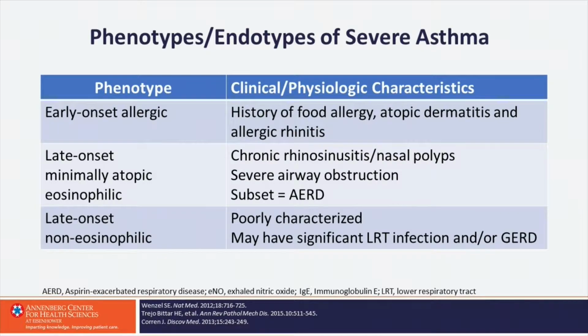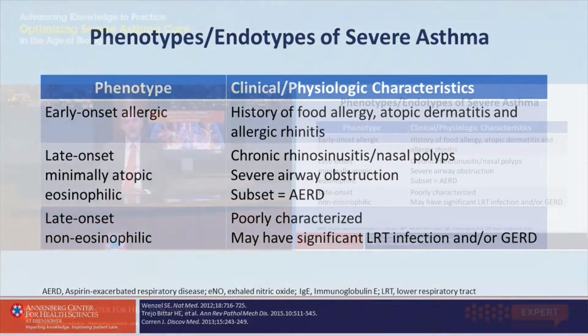The next grouping we call late onset minimally allergic or minimally atopic eosinophilic asthma. These patients have a form of disease that often follows a severe bronchial infection, followed by the onset of recurring sinus infections. When these patients are examined, they frequently have chronic rhinosinusitis with nasal polyps. They tend to have more severe airways obstruction than any of the other groups we've looked at. And there is a subset called aspirin-exacerbated respiratory disease, where patients have all of the above features. But in addition to that, they also have an exacerbation of their nasal obstruction or asthma in response to things like nonsteroidal anti-inflammatory drugs.